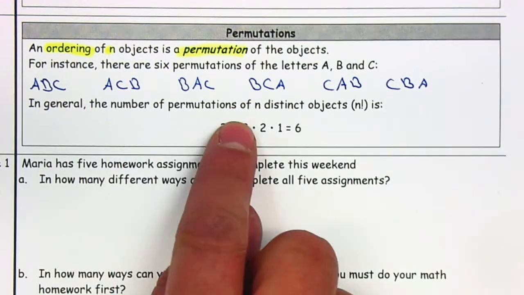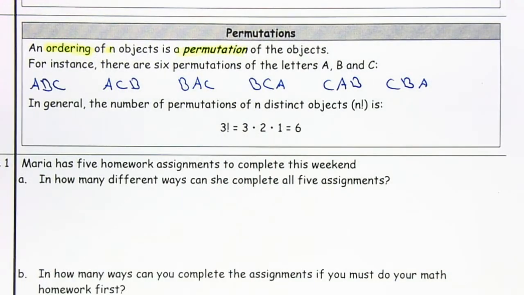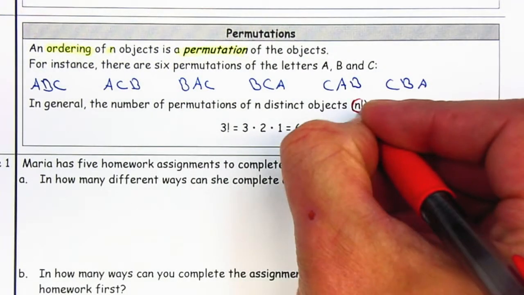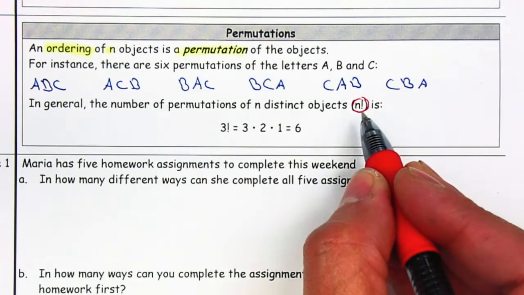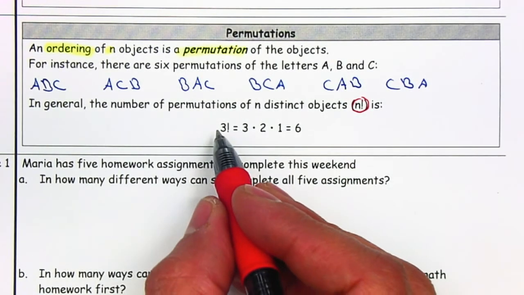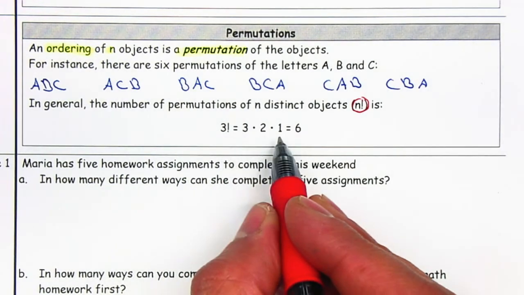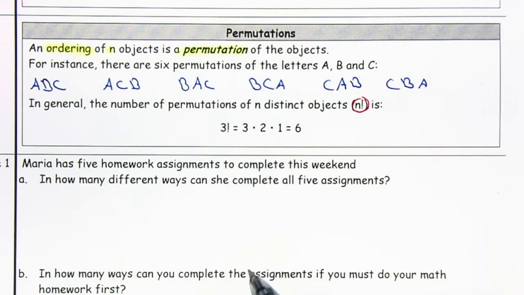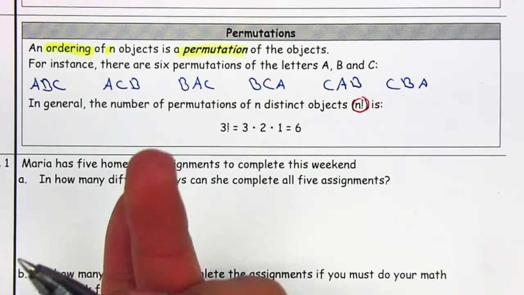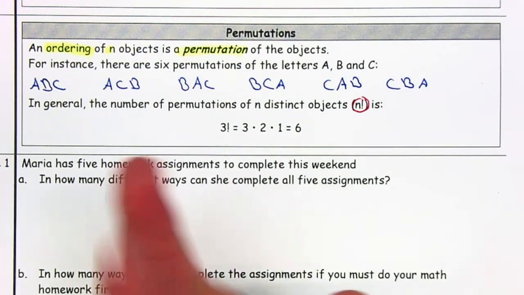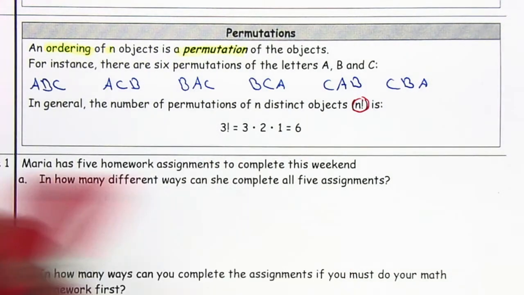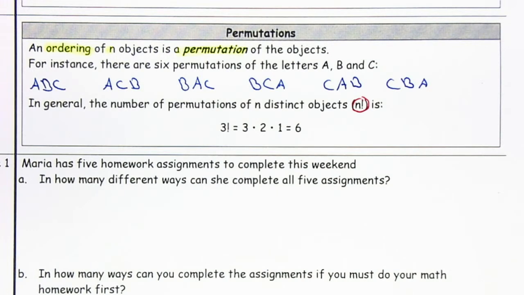In general, the number of permutations of n distinct objects is what we call n factorial. And the factorial is the little exclamation mark. So in this case, 3 factorial is 3 times 2 times 1, which is equal to 6. If it was 10 factorial, it would be 10 times 9 times 8 times 7 times 6 times 5 times 4 times 3 times 2 times 1. Multiply them together, and that'll be 10 factorial. Let's go through example number 1.